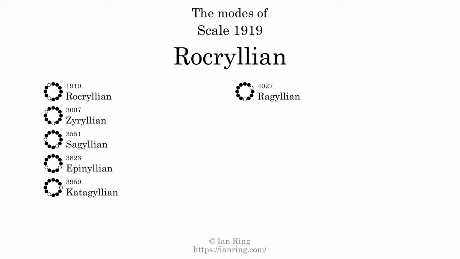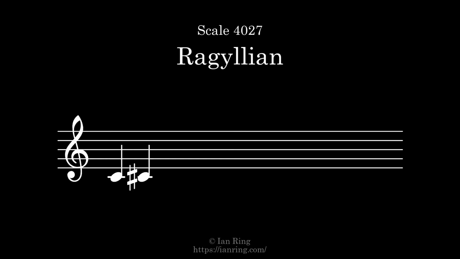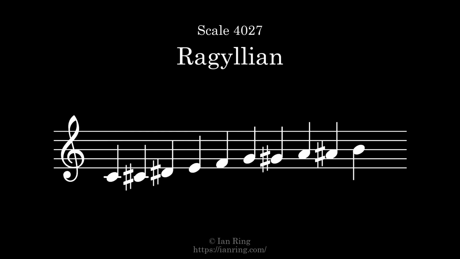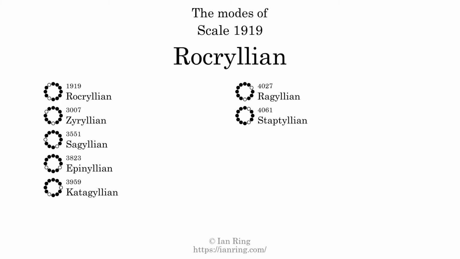The sixth mode is scale 4027, also known as Rocryllian. It sounds like this. The seventh mode is scale 4061, also known as Staptillian. It sounds like this.